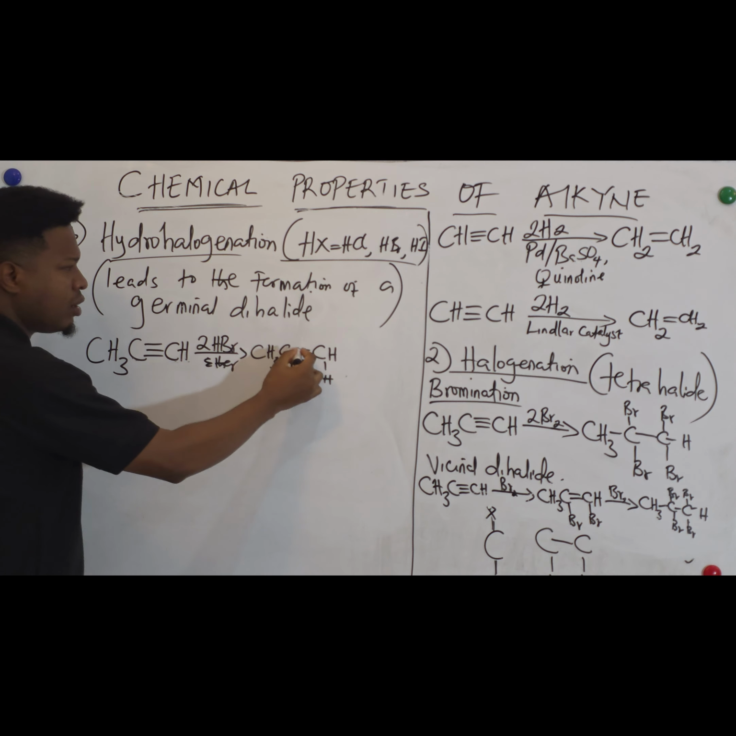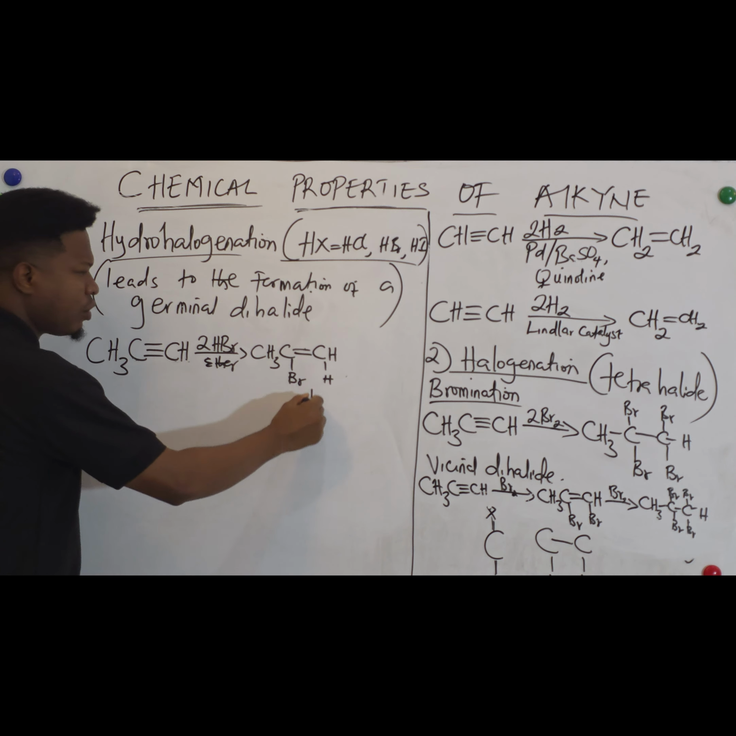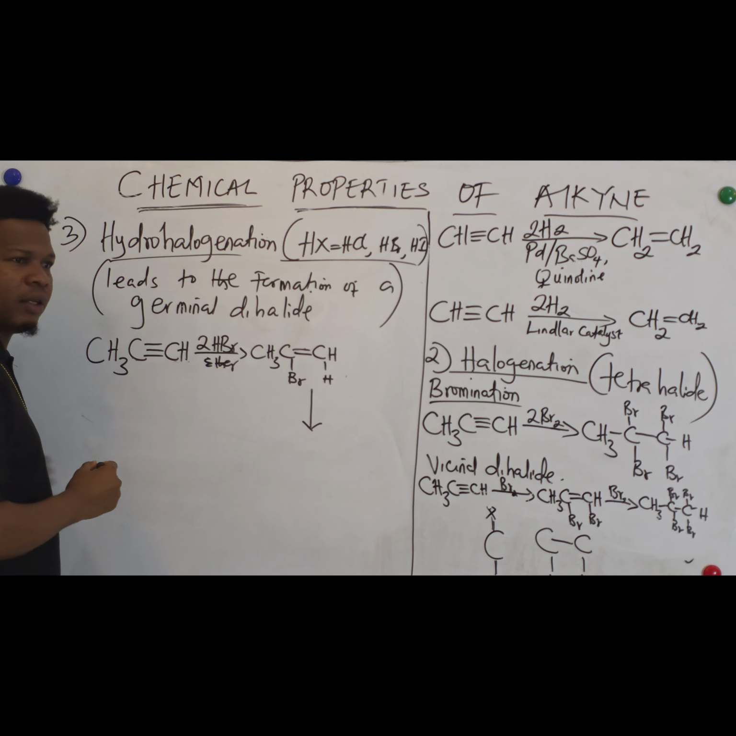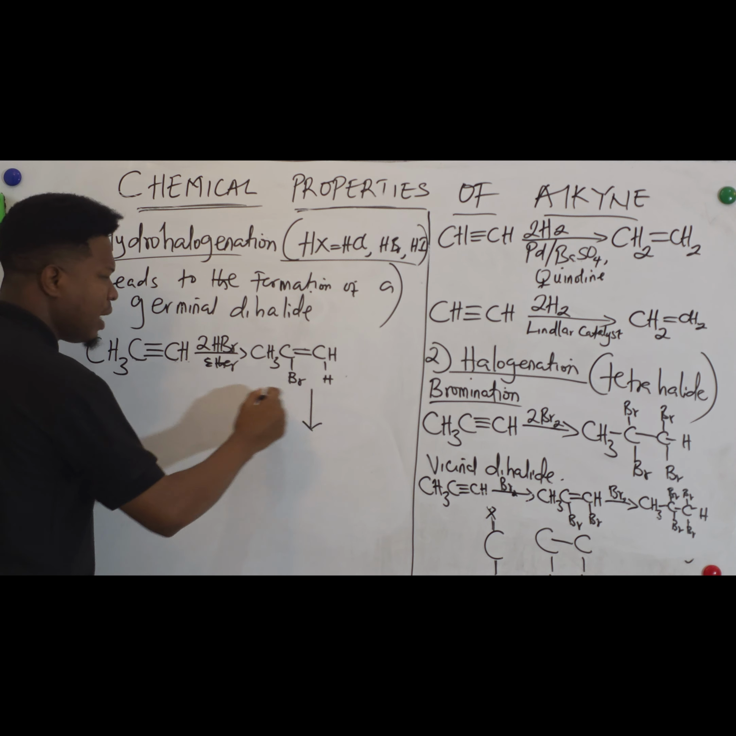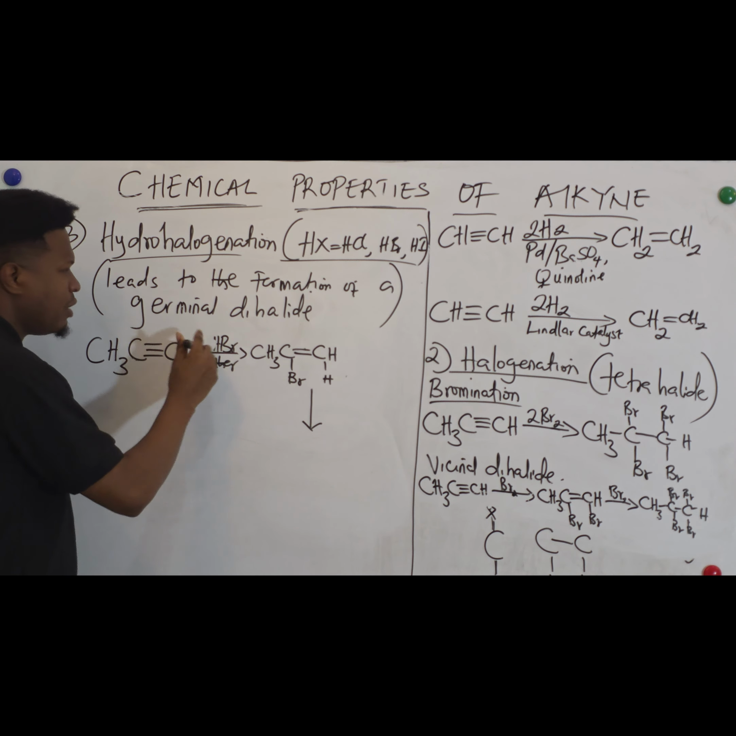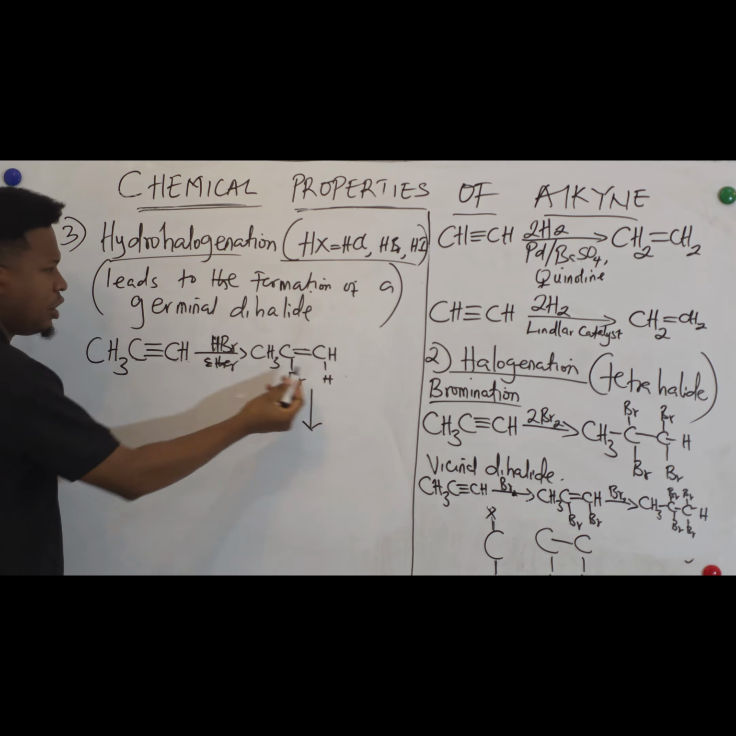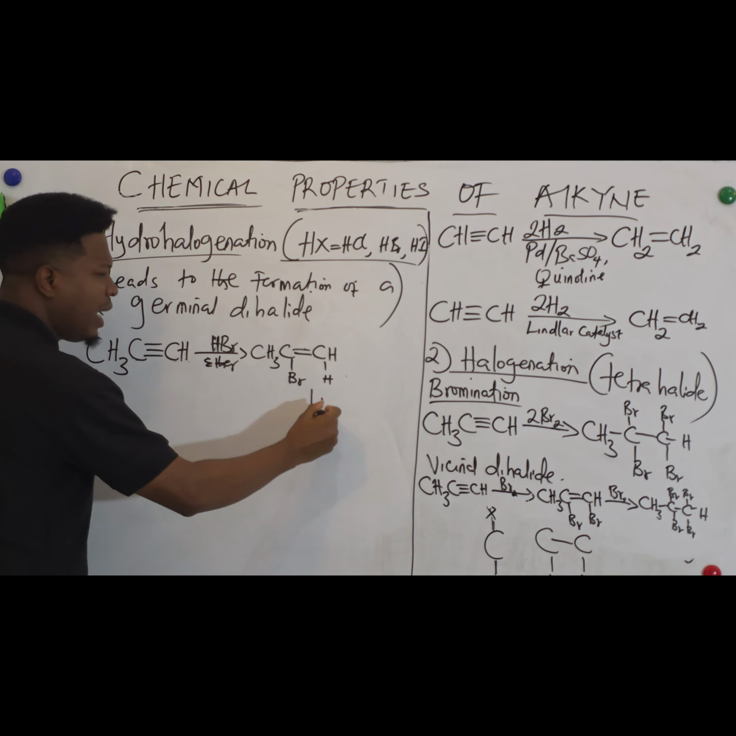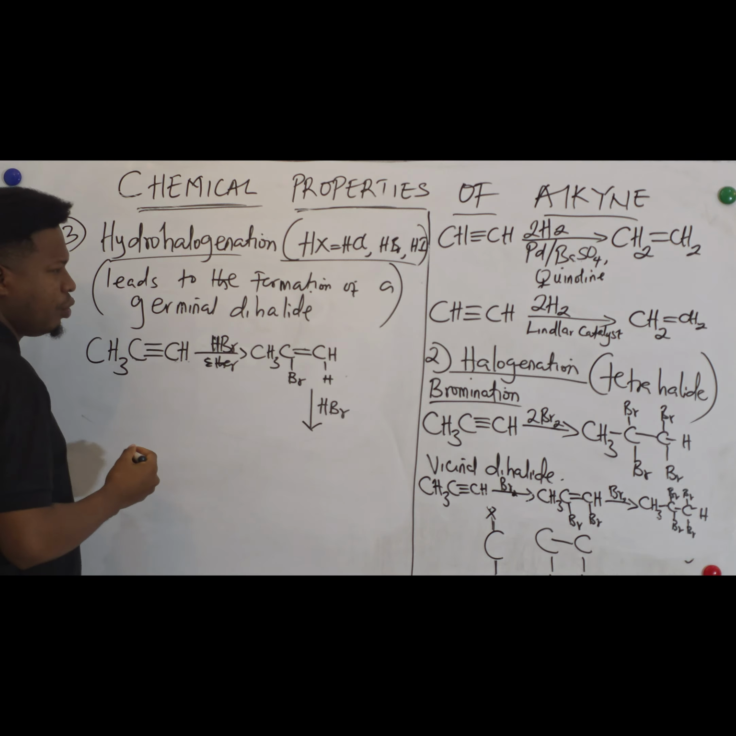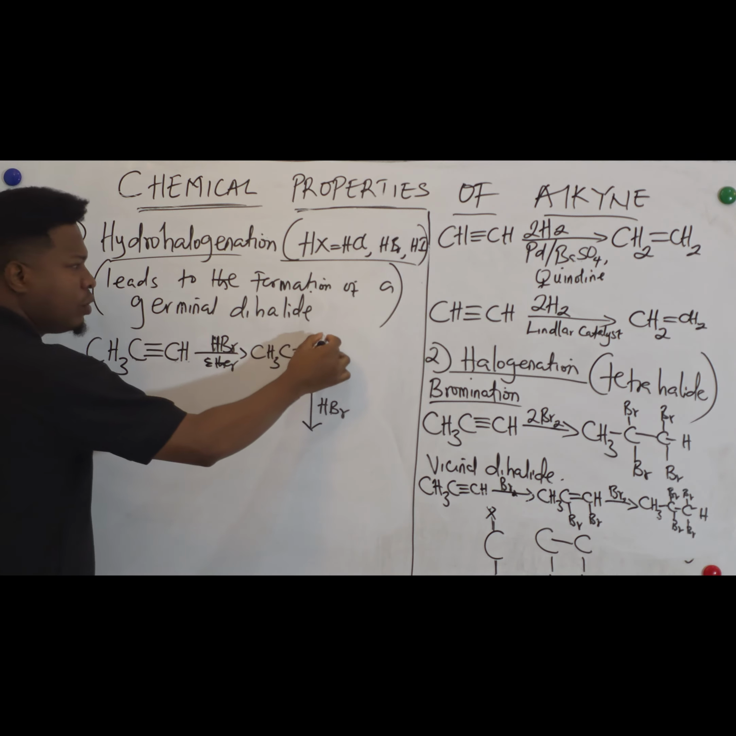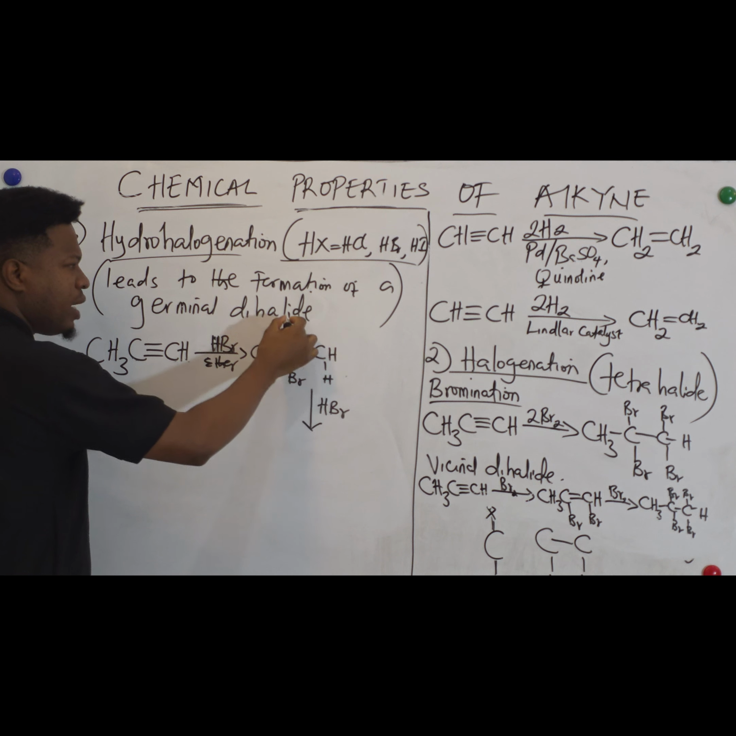we must keep adding until all the pi bonds leave. So let's continue. I'll continue down here. So if we add another HBr, remember we added one HBr here to give us this. H goes to this side, Br goes to this side. So if I go ahead and add another HBr here to this guy, you still follow the Markovnikov's rule. Hydrogen will add to where there is more hydrogen, Br will add here.